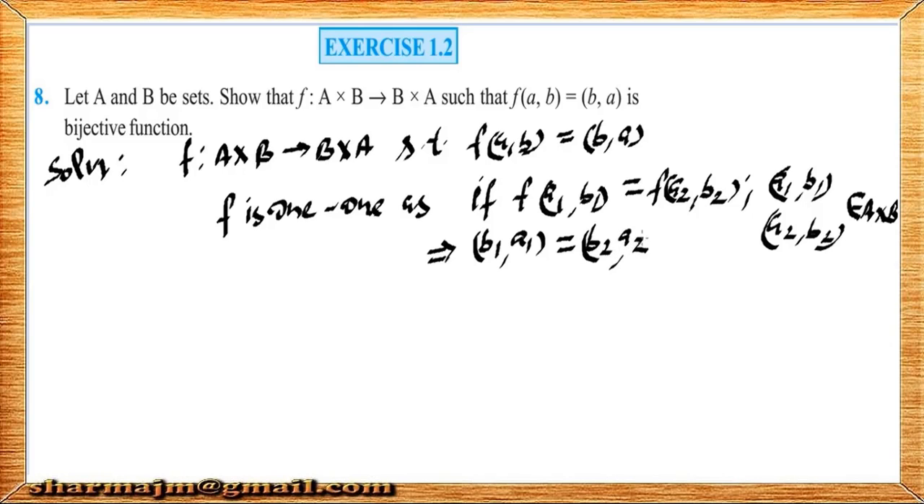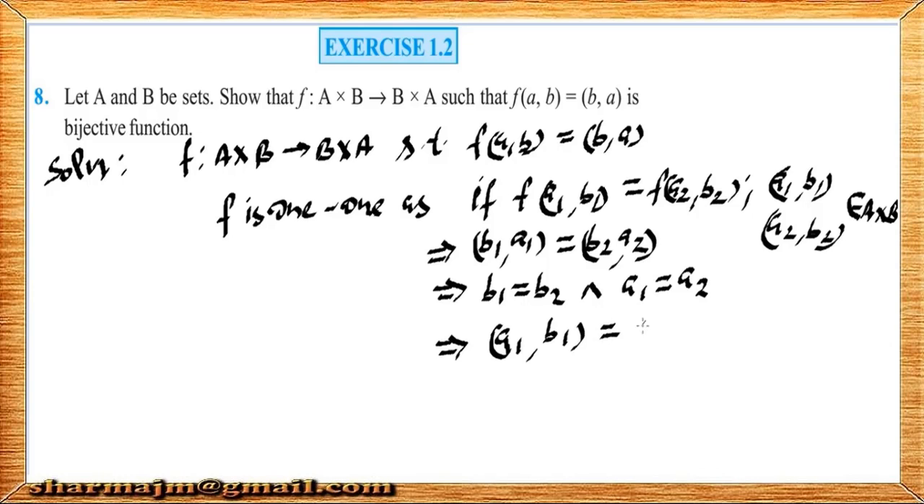Now two ordered pairs are said to be equal if and only if their corresponding elements are same, which implies b1 is equal to b2 and a1 is equal to a2. So we can write this as (a1, b1) is equal to (a2, b2). तो यहाँ पर हमने देखा कि अगर इमेजेस बराबर हैं तो प्री इमेजेस भी बराबर हैं. Therefore f is 1 to 1 function.